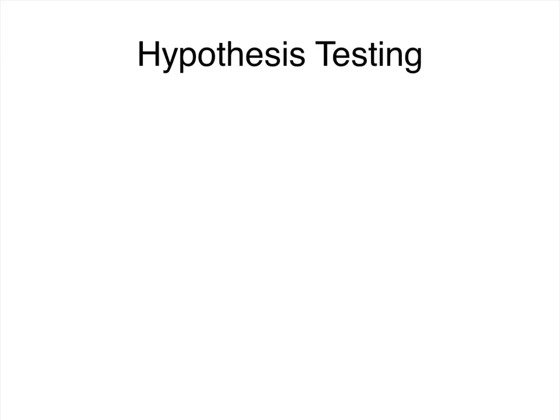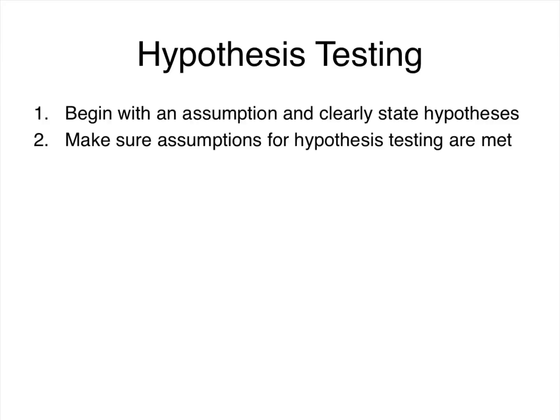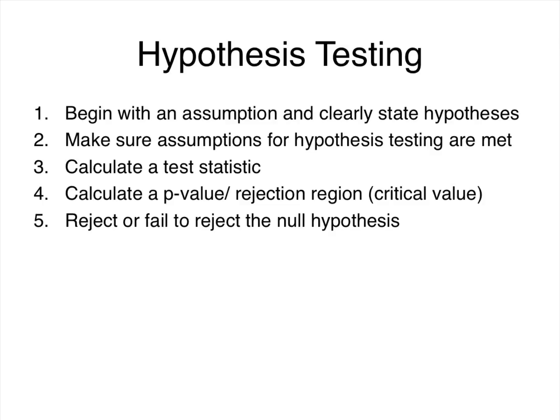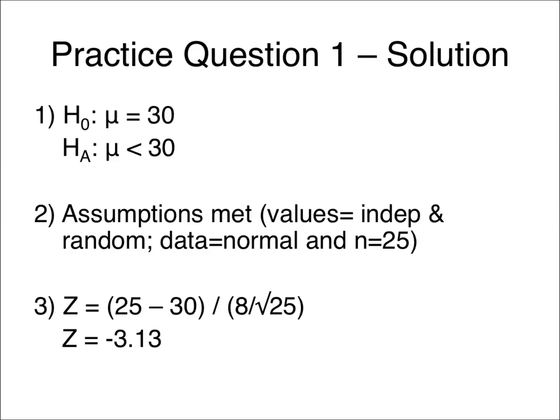So like I said, whenever you're asked to do a hypothesis test or asked to compare the means or some sort of difference, you should address each of these steps. First we begin with an assumption and clearly state our null and alternative hypotheses. Since this is a one-sided test, our null hypothesis is that the mean time to find a parking space is equal to 30 minutes, what we assume the mean time to be. Our alternative hypothesis is that the mean time to find a parking space is less than 30 minutes.